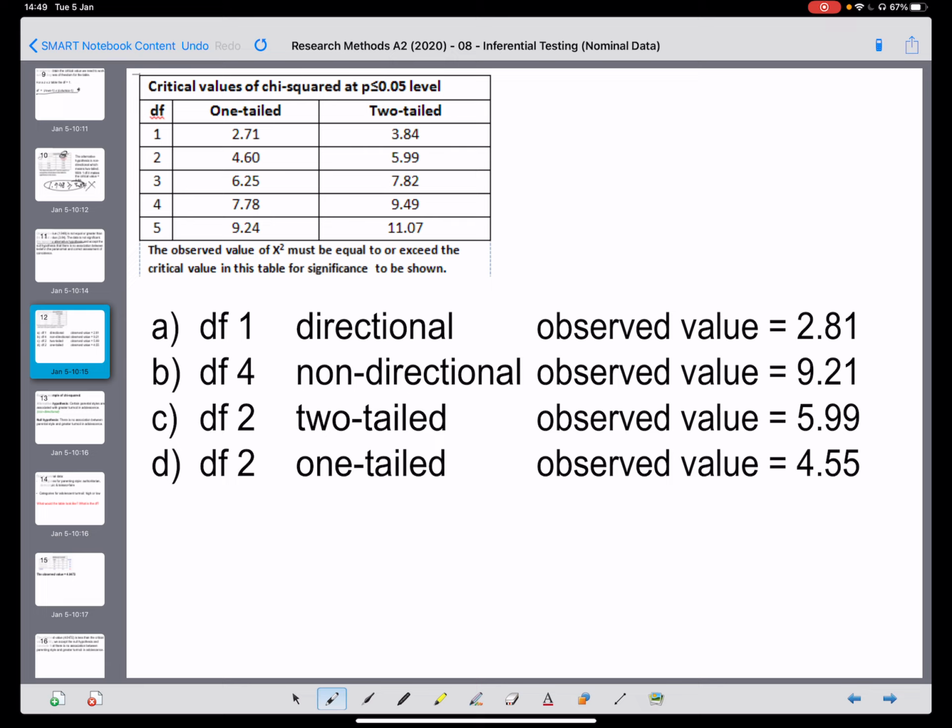We see 1 degree of freedom directional, 2.84, so 2.84 and 2.71. We see that the first one is not significant because it needs to be, oh, actually, I am incorrect there. It is significant. Read the statement. The observed value of 2.81 needs to be equal to or exceed the critical value. So therefore, it is significant. For the second one, we have degrees of freedom of 4, and we have two-tailed, so that's 9.49. So 9.21 is not bigger than 9.49, so that one's not significant. Let's have a look at the next one, 4.99.